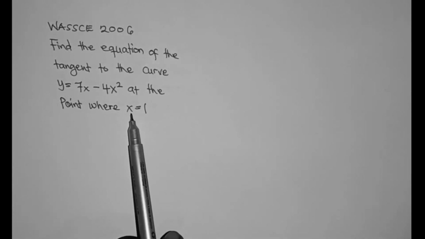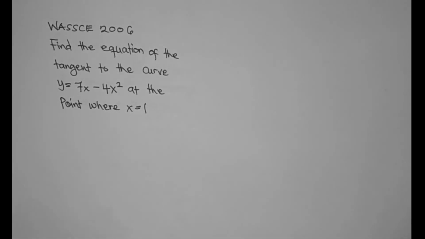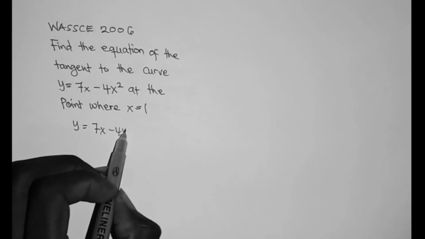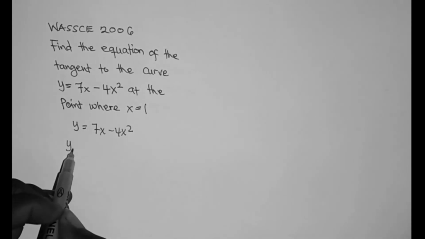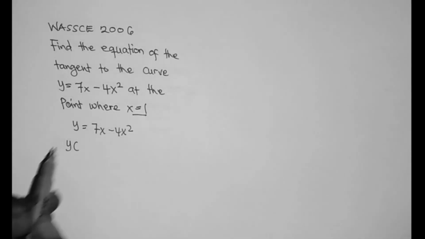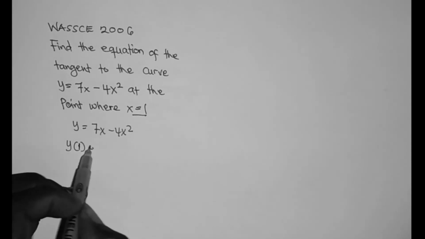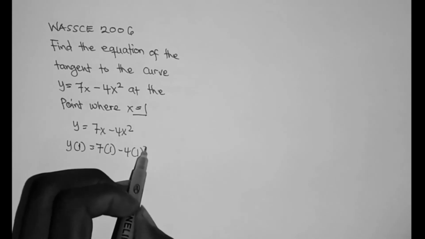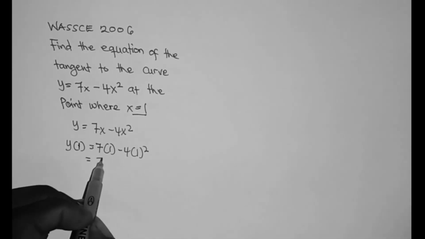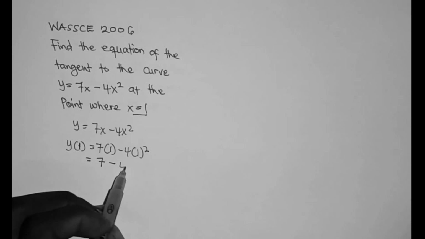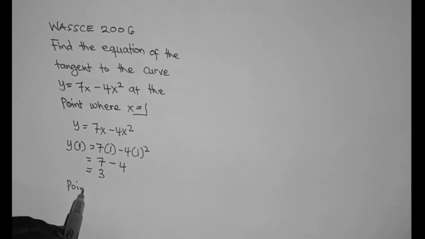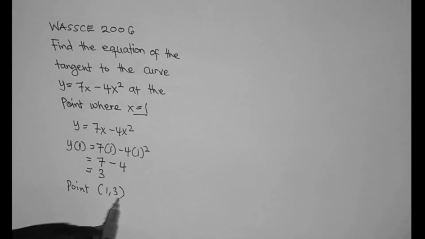Find the equation of the tangent to the curve y equals 7x minus 4x squared at the point where x is equal to 1. So y is equal to 7x minus 4x squared. Let's find the y component, but x is equal to 1 at that point. So y of 1 is equal to 7 times 1 minus 4 times 1 squared. This equals 7 minus 4, which is 3. So the point at which the tangent touches the curve is (1, 3).